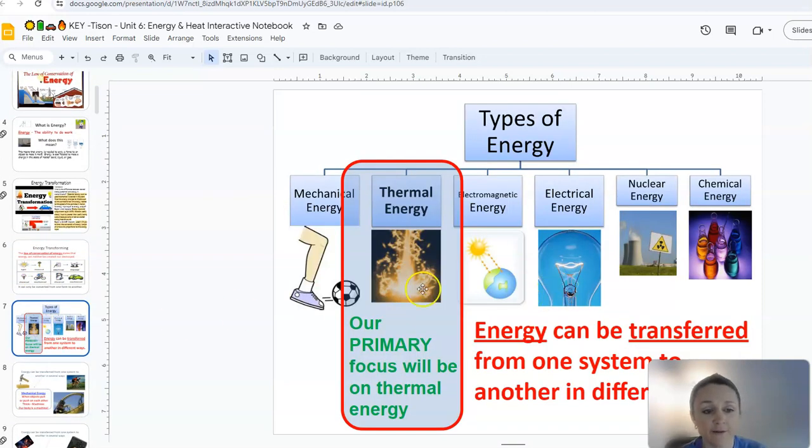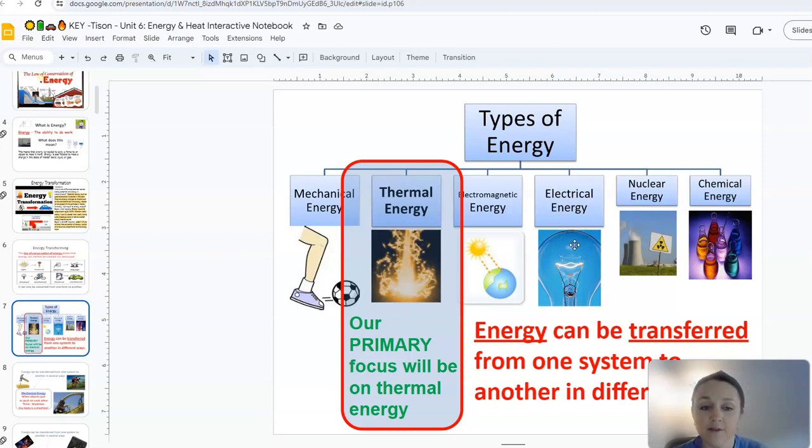All right, so we've got different types of energy. Since the whole unit is called energy and heat, we will primarily focus on thermal energy a lot. You'll hear that a lot. We have different types. Mechanical energy of motion. Thermal is heat energy. Electromagnetic energy, that is energy that we usually see as visible light or any type of energy on the electromagnetic spectrum, which could be anything from radio waves to gamma rays. Okay. Electrical energy is energy from the flow of electrons.